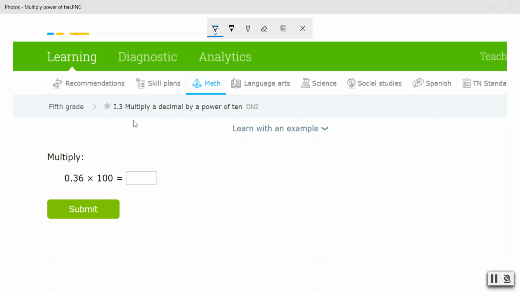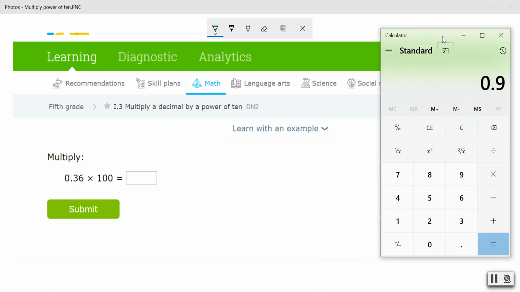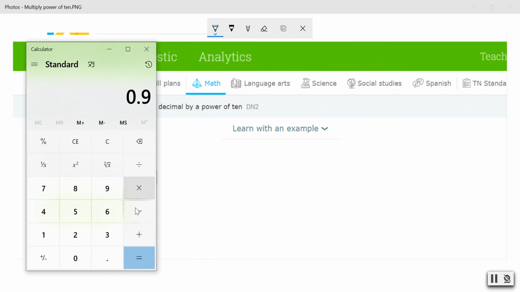Hello, we're going to work on multiplying a decimal by a power of 10. I want to talk to you about an easy way to do this that's very simple and straightforward, but I also want to show you why it works. So to start, I'm actually going to ignore the problem on this page and just put up a number.